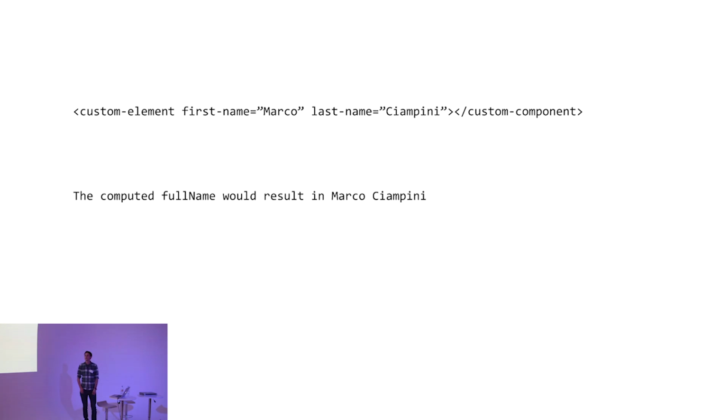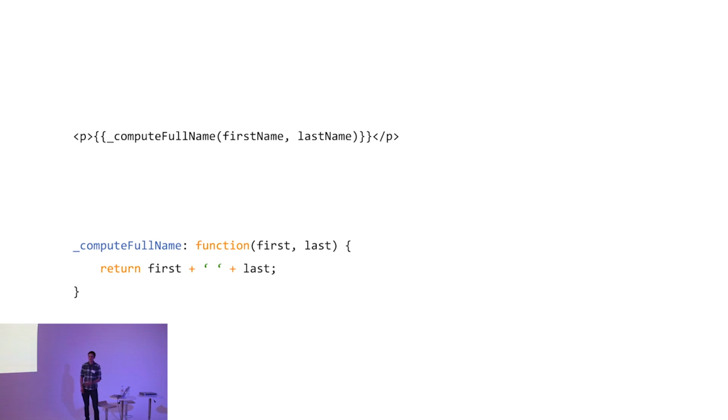To actually modify your element, your properties, you add it as an attribute here. So you've got the first name, the last name, use Marco Ciampini, but yeah, you get the idea. So the computed full name will be Marco Ciampini. Computed methods are very similar. Instead of assigning it to a property, you just spit it out straight into the DOM.